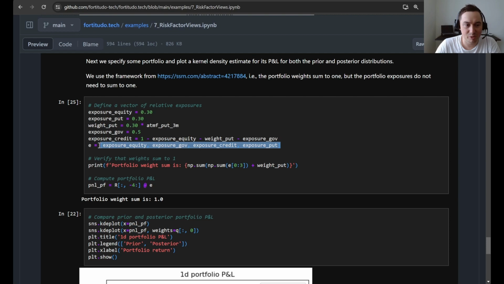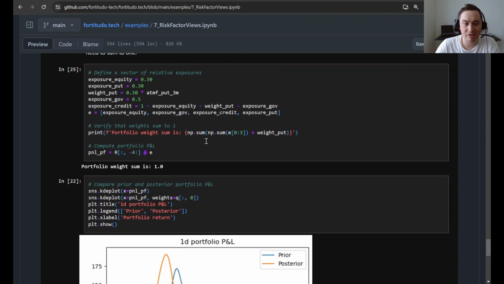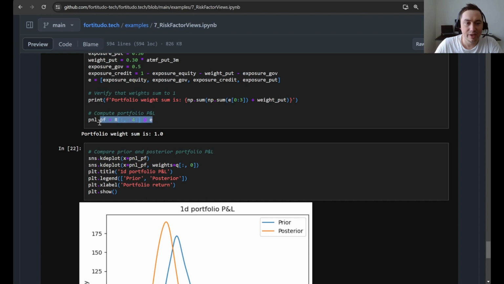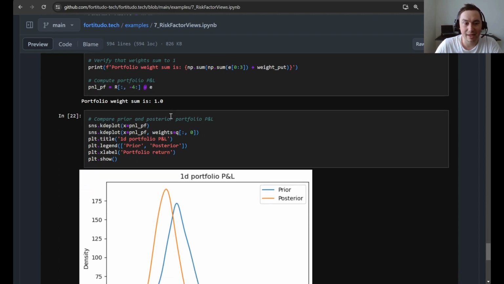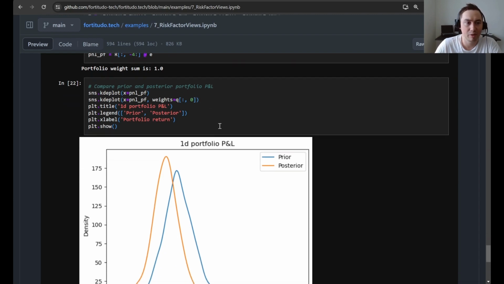and then we collect it into this exposure vector, so we can verify that if you look at the exposures and then the weight of the put, so exposures of all the other cash assets and the weight of the put, then it's going to sum to 1. And this is the self-financing constraint that we have from this portfolio management framework for derivatives. Okay, so here we just compute the portfolio's P&L, so we can analyze it and see how it is affected from the risk factor views that we have implemented.